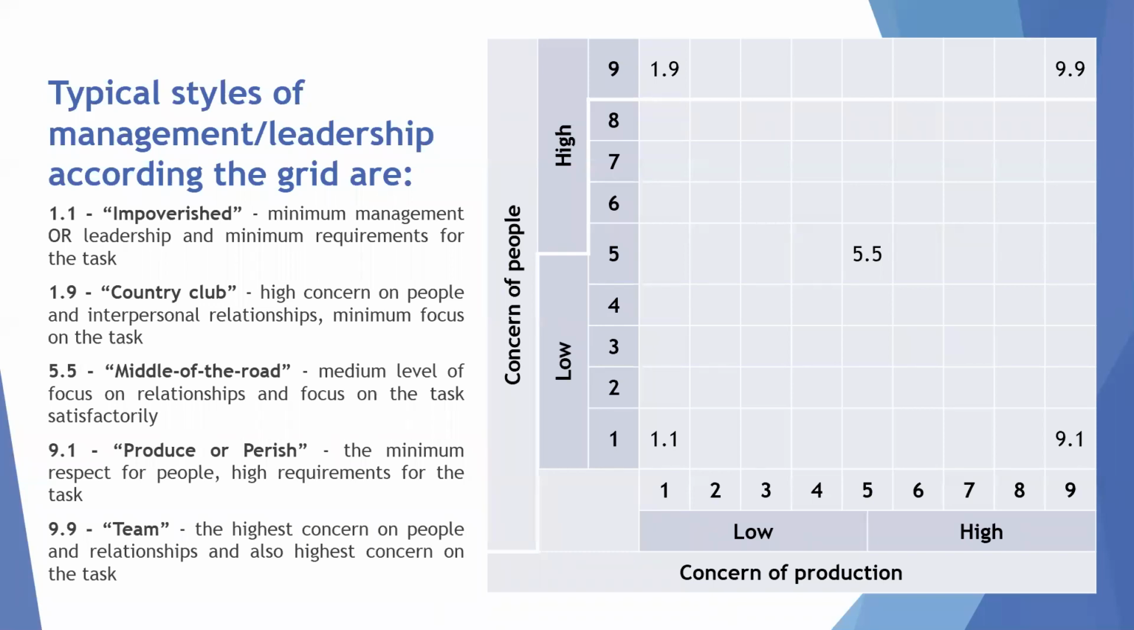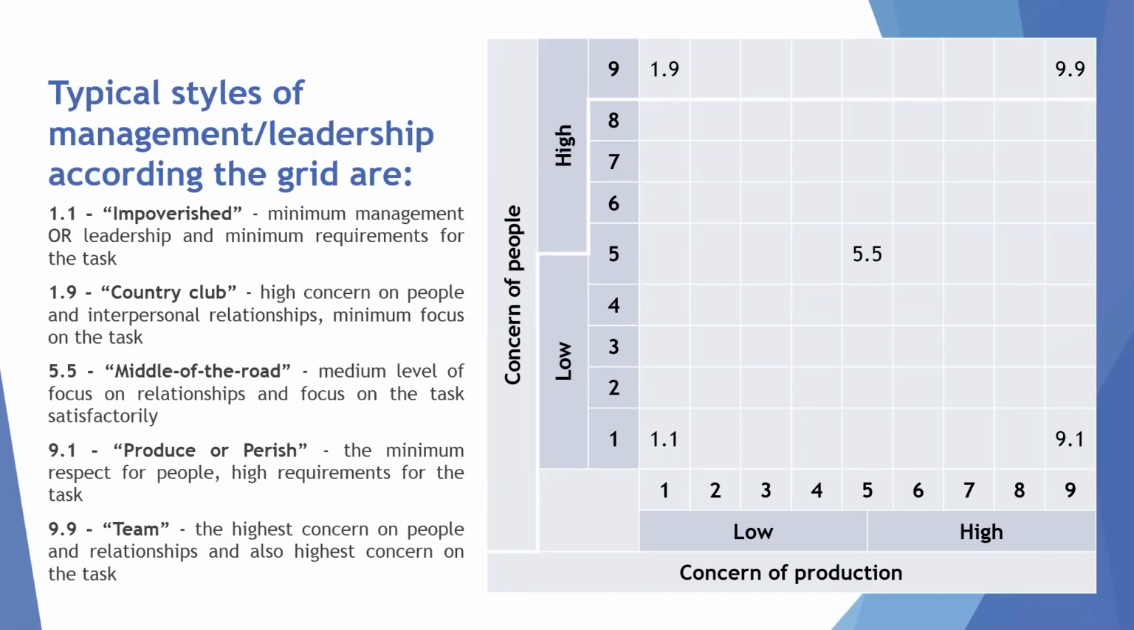Now, there are a few points. If you see the axis of concern for people, it says low and high. Concern for production, low, high. In the middle you can find some points: 1.1, 9.1, 1.9, 9.9 and 5.5. I will be explaining what they mean.